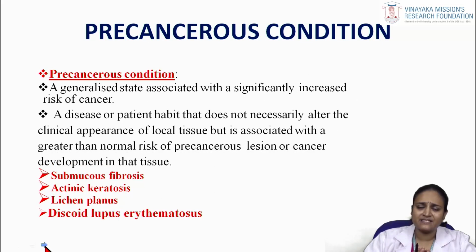Precancerous condition. A precancerous condition means a generalized state associated with significantly increased risk of cancer. A disease or a patient habit does not necessarily alter the clinical appearance of the local tissue, but it is also associated with greater than normal risk of precancerous lesion or cancer development in that tissue. Precancerous conditions are oral submucous fibrosis, actinic keratosis, lichen planus or discoid lupus erythematosus.